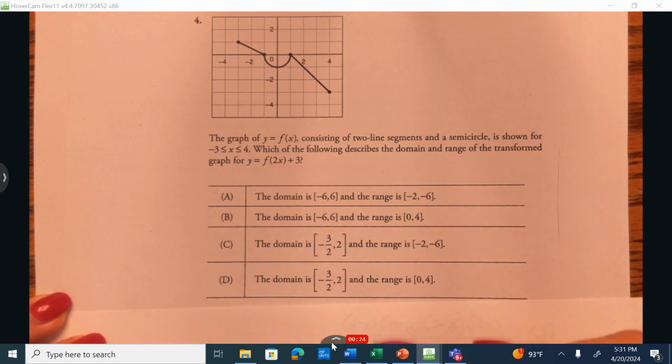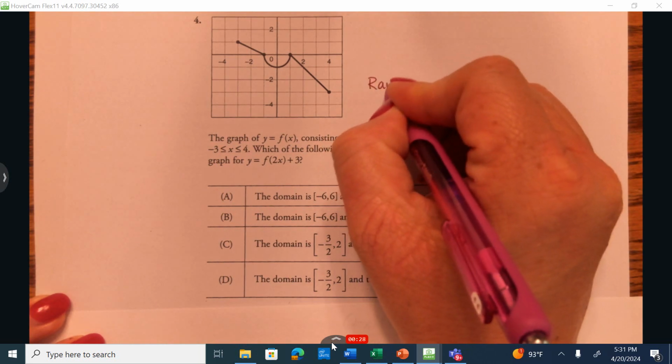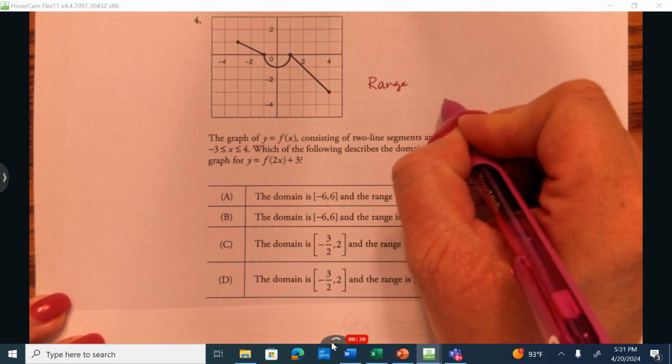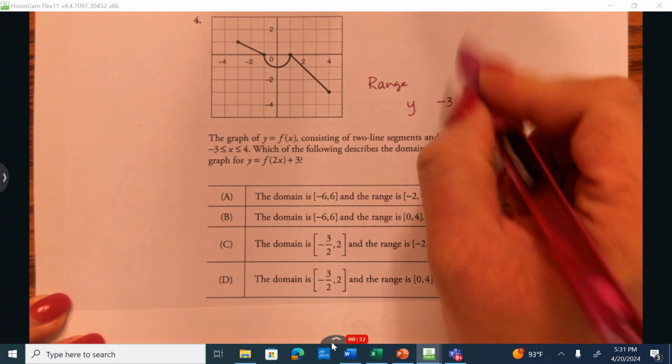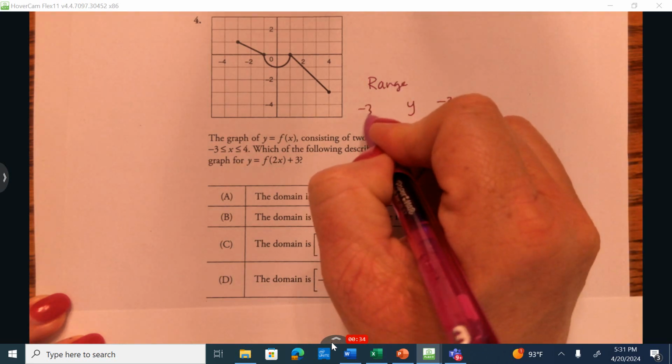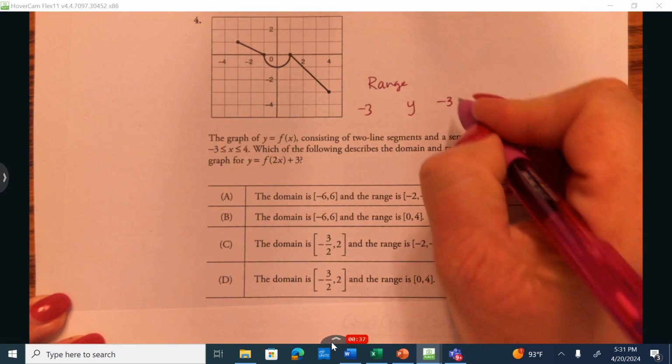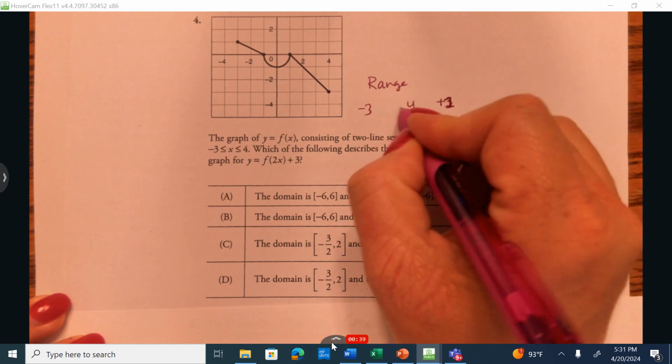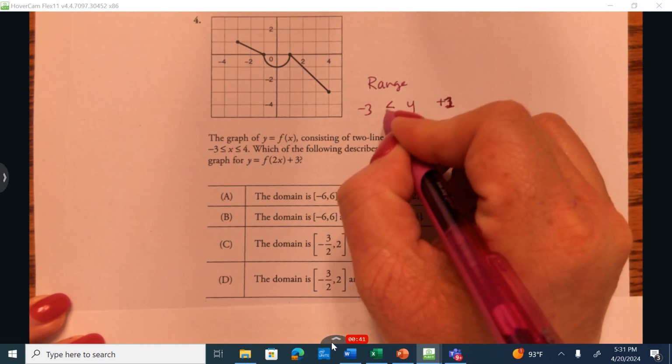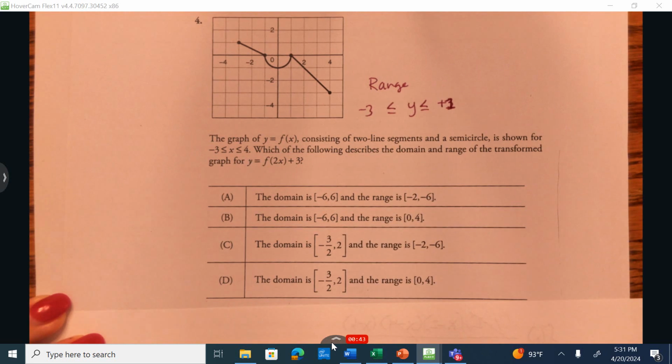Now let's see, what can we cancel out? The vertical shift is going to be the easiest. When I think about the range of this original function, it goes as low as -3. So the y values go as low as -3, so I should put -3 over here. And it goes up as high as +1. So the y values are greater than or equal to -3 and less than or equal to +1.